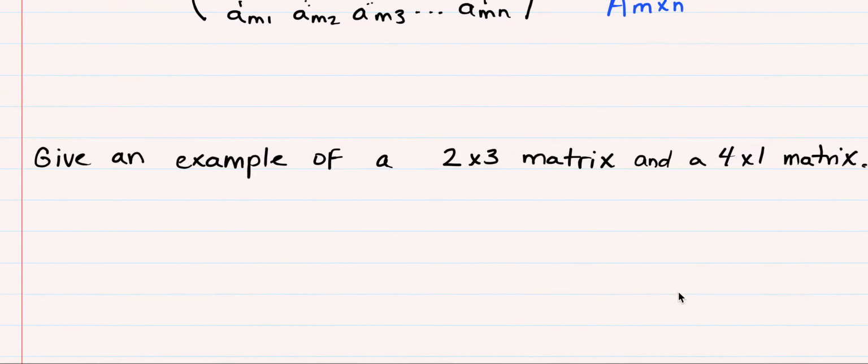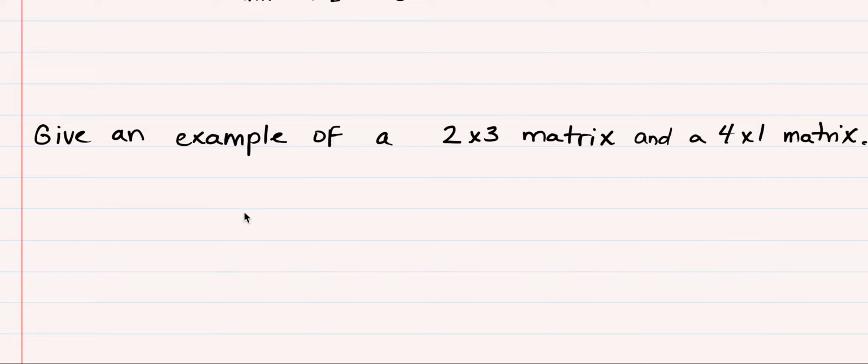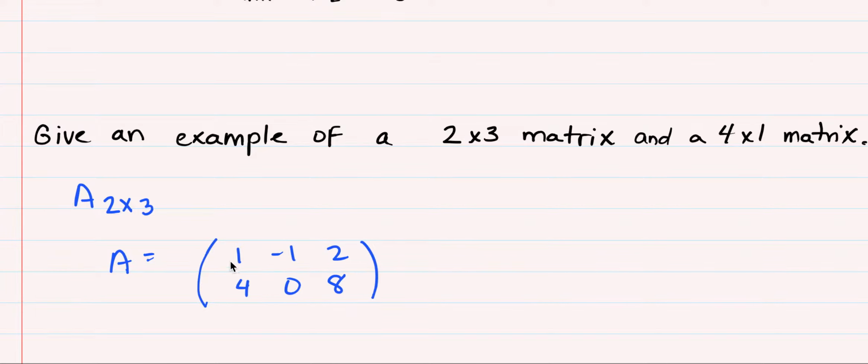So let's give an example of a 2 by 3 matrix and a 4 by 1 matrix. So let's say A is a 2 by 3 matrix. So that means it has 2 rows and 3 columns. So an example would be something like this. You see 2 rows, 3 columns. And let's give an example of a 4 by 1 matrix. So we'll have 4 rows and 1 column. So we can say that this matrix B is a 4 by 1 matrix.